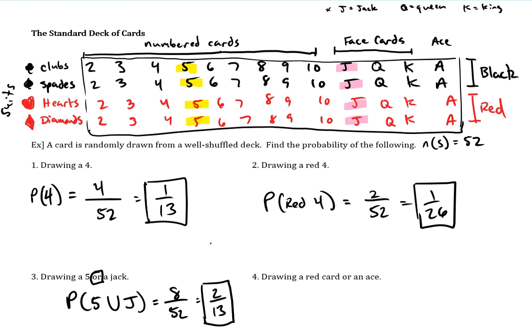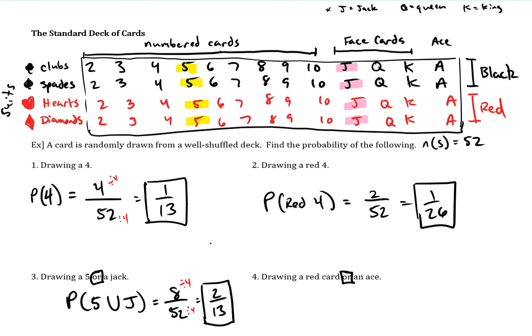I'm not showing any of the work for the reduction. Often you can use calculators to reduce it, but I guess I'll just show it for this problem. So dividing by 4 would have given us that, and then over here, dividing by 4 would have given us that. I'm just doing the quick reduction. Okay, and then number 4, drawing a red card or an ace.